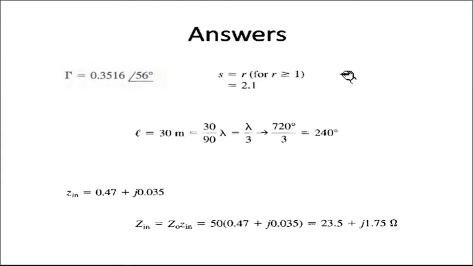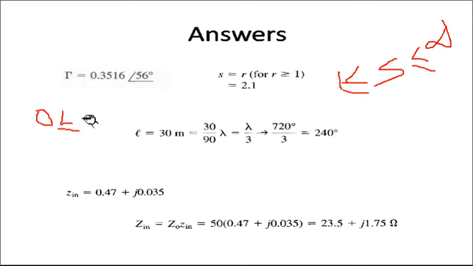Always remember, the standing wave ratio can have a minimum value of 1 and it can go up to infinity. VSWR is represented by S. While the reflection coefficient can have a minimum value of 0 and a maximum value of 1. Reflection coefficient cannot be greater than 1.